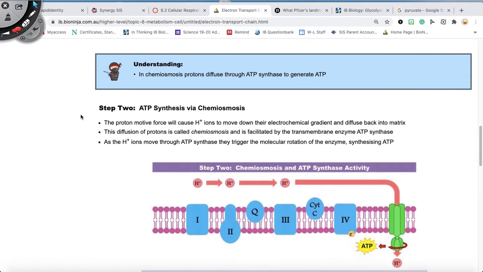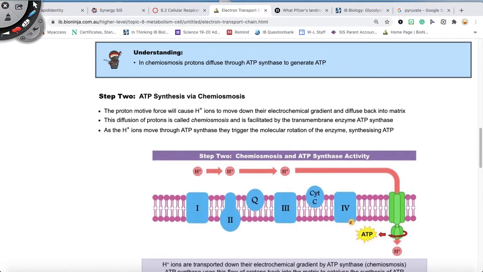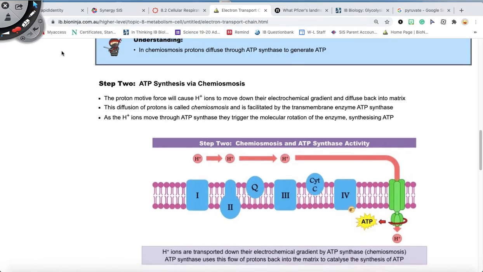So let's look at step 2 here. Step 2 is what we refer to as chemiosmosis. So chemiosmosis is the process where these protons are going to diffuse through ATP synthase, which is this green molecule here, and generate ATP. Okay? Now remember I told you that we were going to be able to generate 32 molecules of ATP, right? Because of all the electron carriers and the electrons that were released and the hydrogens that got pumped out. So let's look at this in more detail here.